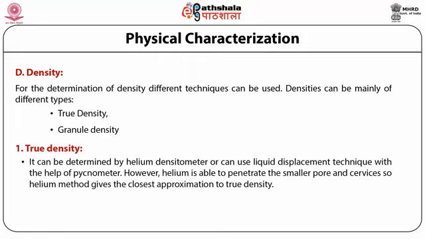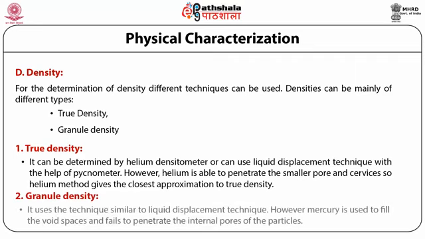It can be determined by helium densiometer or can use liquid displacement technique with the help of pycnometer. However, helium is able to penetrate the smaller pore and surfaces, so helium method gives the closest approximation to true density. Next is granule density. It uses the technique similar to liquid displacement technique. However, mercury is used to fill the void spaces and fails to penetrate the internal pores of the particles.